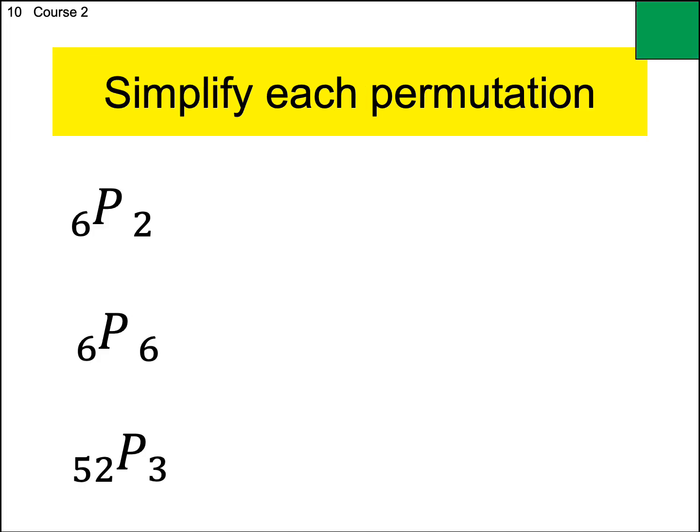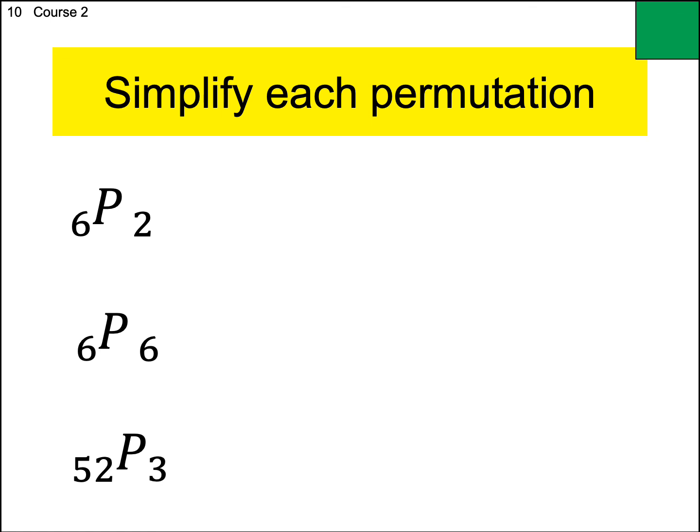Okay, so here's what you got in front of you. This is the next question on the Google Forms. Please answer this, right? Remember, the first one is how many things you have, and the second one is how many you are choosing. Use the counting principle to simplify each permutation. Go ahead.